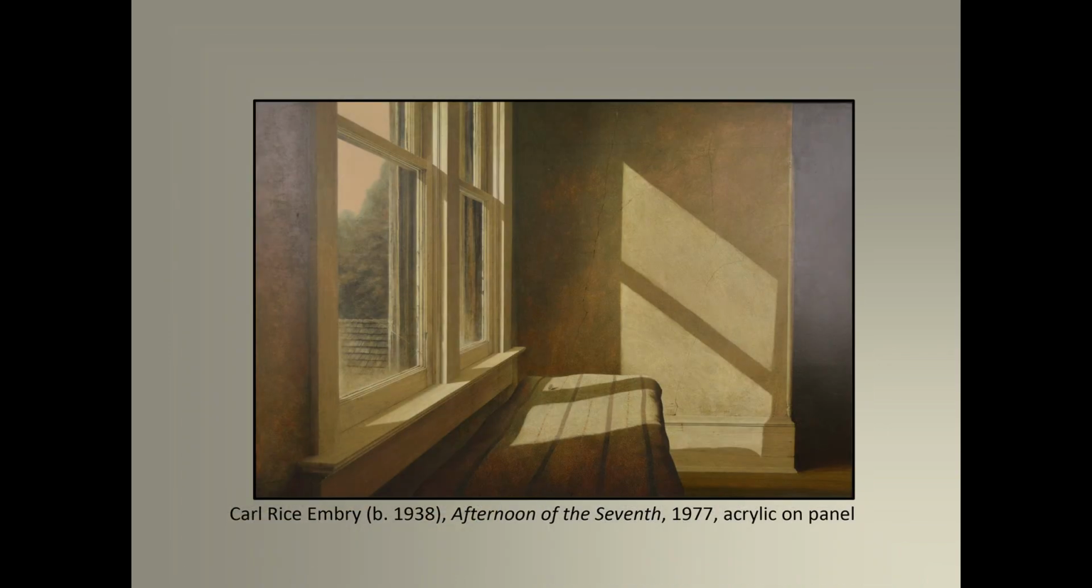Carl Rice Embry, Afternoon of the 7th from 1977, is an acrylic on panel. Embry was born and lives in Hamilton, Texas. He earned an MFA from the University of Texas, Austin, where he learned to paint in the abstract expressionist style of Pollock and de Kooning. And later, he transitioned to his own signature realistic style.